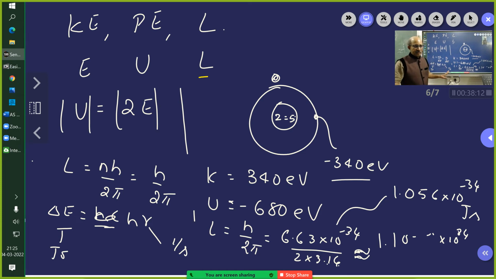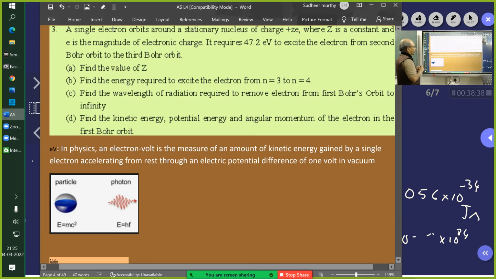Is it okay, friends? Yes, sir. So in this basic problem we have calculated many aspects connected with the electron in the Bohr model. Shall we go to the next problem? See, it is almost 40 minutes. One numerical with all this has taken 40 minutes. It's worth it.